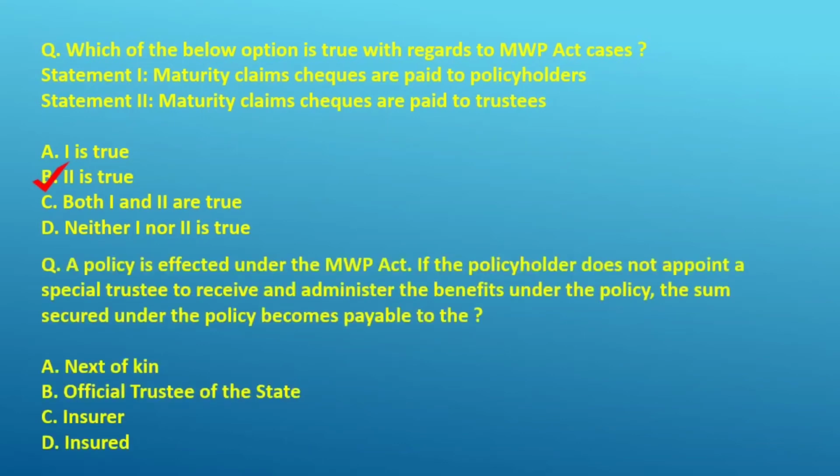Next is, a policy is effected under MWP Act. If the policyholder does not appoint a special trustee to receive and administer the benefits under the policy, the sum assured under the policy becomes payable to whom? If we do not form a trustee, then in that case the maturity or death claim both are paid to the official trustee of the estate.